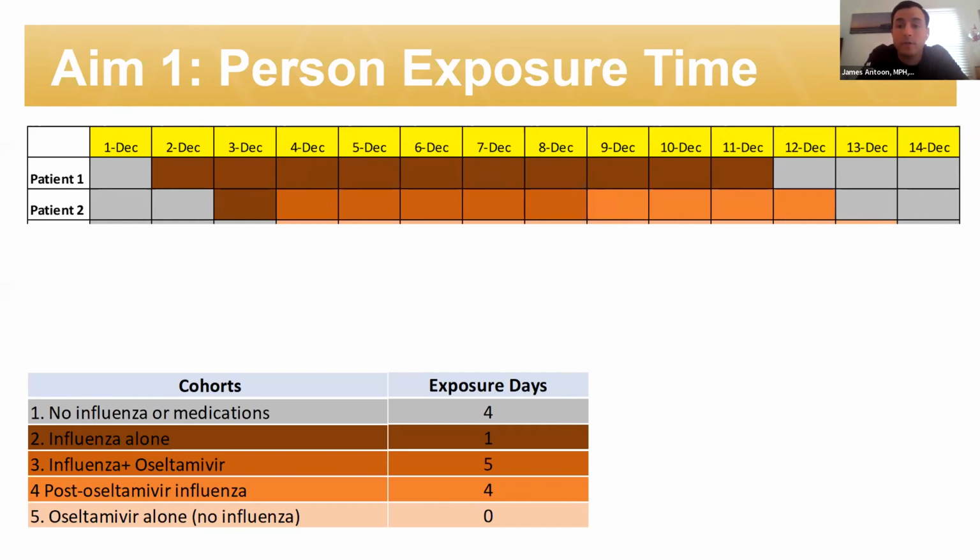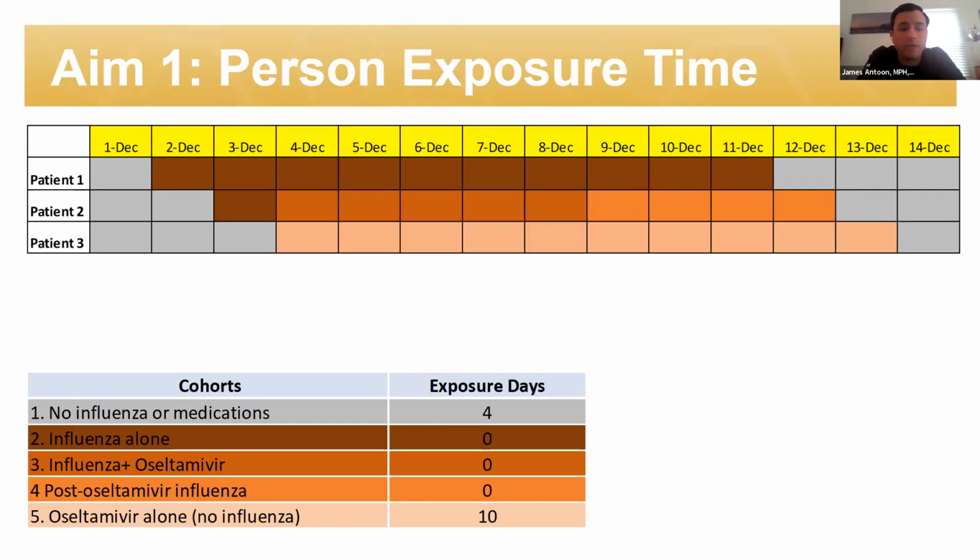So each person can contribute to multiple cohorts depending on what exposure they have that day, and you can assign a different covariate list for each person day. So this gets very, very precise in our assessment of both the exposure and the covariates. And then patient 3 might just have prophylactic oseltamivir, and have 10 days of exposure for that. So we can assign a number of different person days to each cohort for each potential encounter.